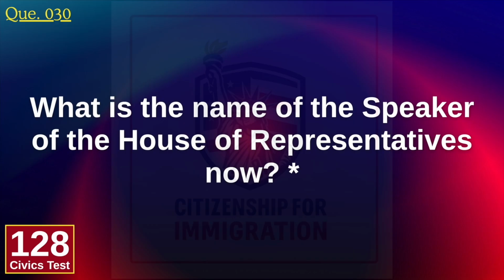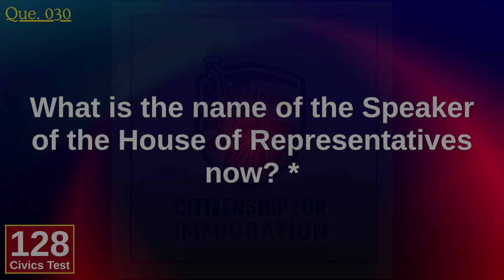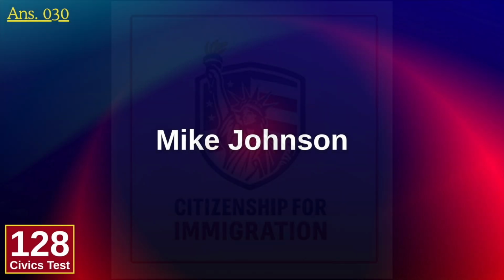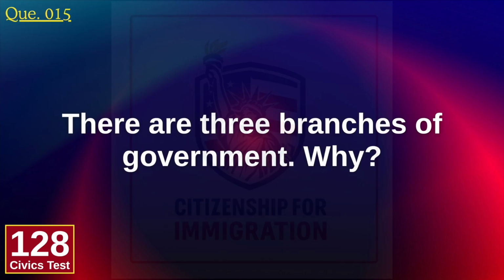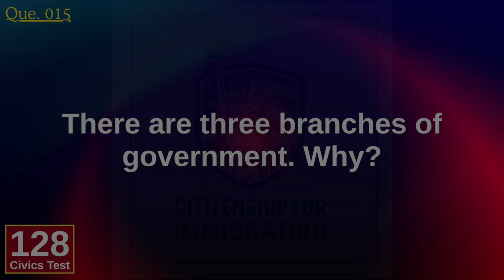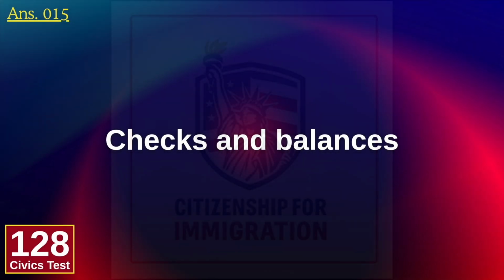What is the name of the Speaker of the House of Representatives now? Mike Johnson. There are 3 branches of government. Why? Checks and balances.